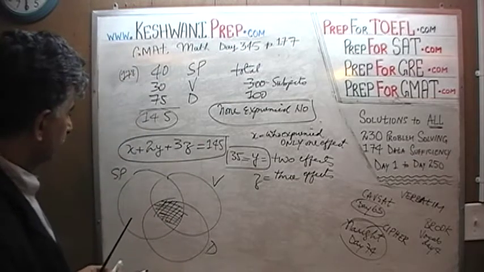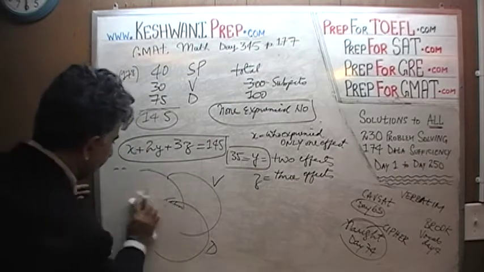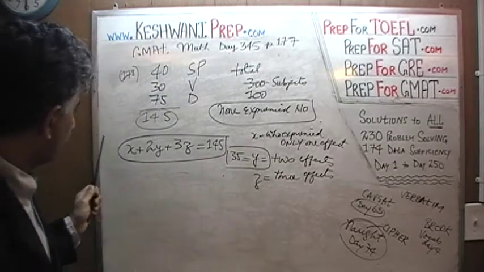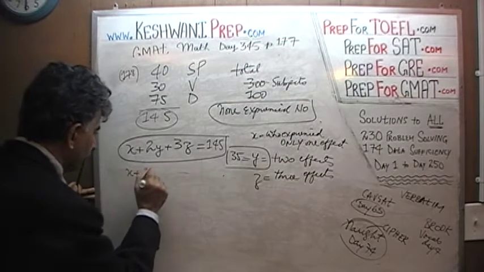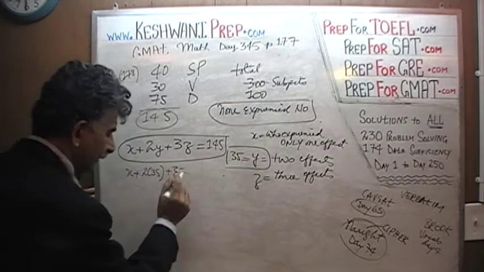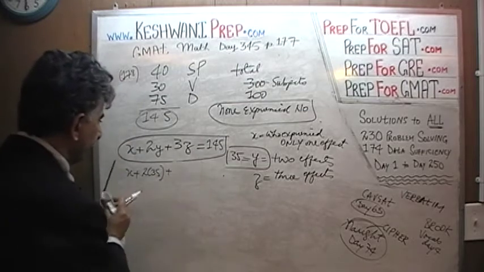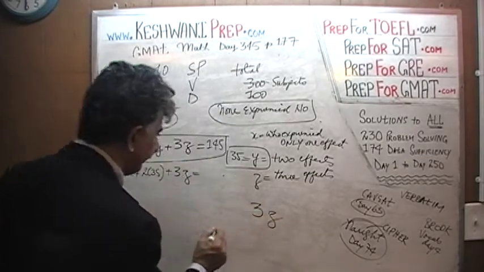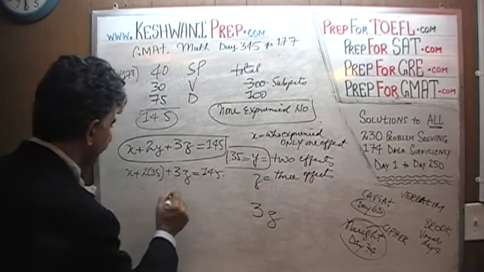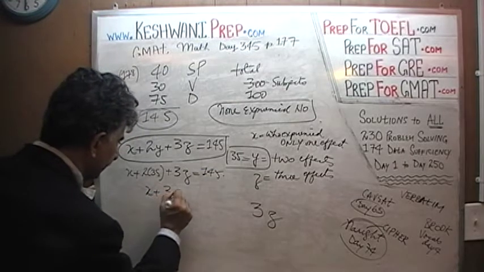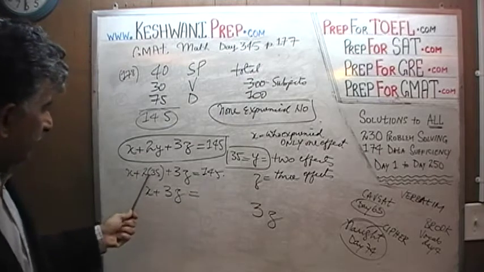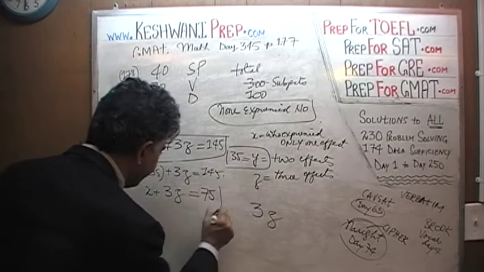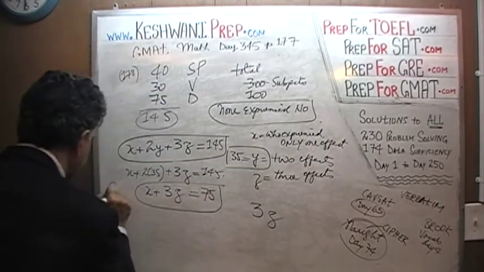Where can we continue our work? We're not going to leave it like this because we know that y equals 35. Let's put it in there. So we get x plus 2 times 35 plus 3 times z equals 145. I hope you can tell the difference between my 3 and my z. And therefore x plus 3 times z equals 145 minus 70. 140 minus 70 is 70, so it's going to be 75. That's our equation number 1.